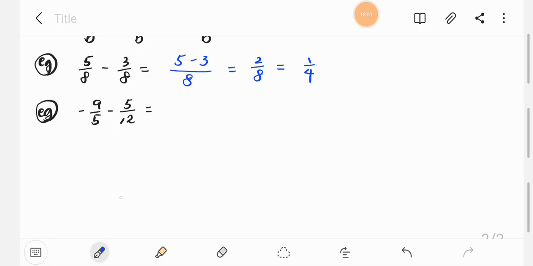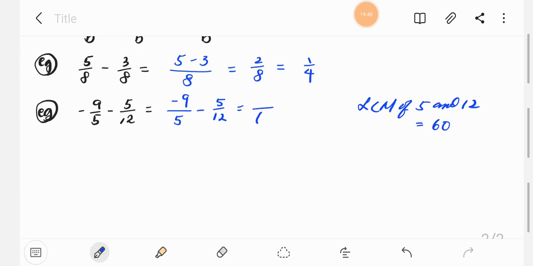How about this one? The negative sign is in the front, so you can move the negative sign to the numerator. So the numerator is negative 9 minus 5 over 12. In that case, the denominators are different, right? So we have to find the LCM of the denominators, 5 and 12. That is 60. So make the denominator 60, and multiply 9 by 12.